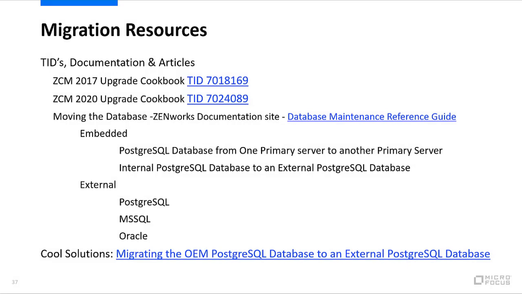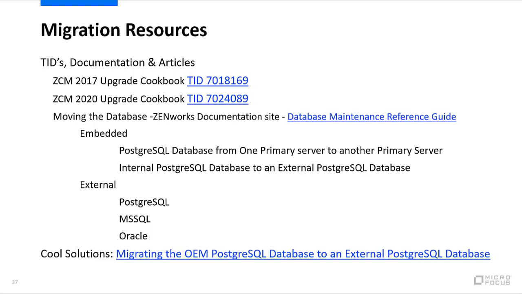Some migration resources, TIDs, documents and articles. We have the 2017 Upgrade Cookbook, which is TID 7018169, and ZCM 2020 Upgrade Cookbook, which is TID 7024089. Moving the database, ZENworks document site, there's an article out there regarding database maintenance and reference guide. So if you're moving the database from one primary to another, you're retiring a server, you want to change from Oracle to MS-SQL or MS-SQL to another supported platform, the database maintenance reference guide has those different options available for you. So check that out.